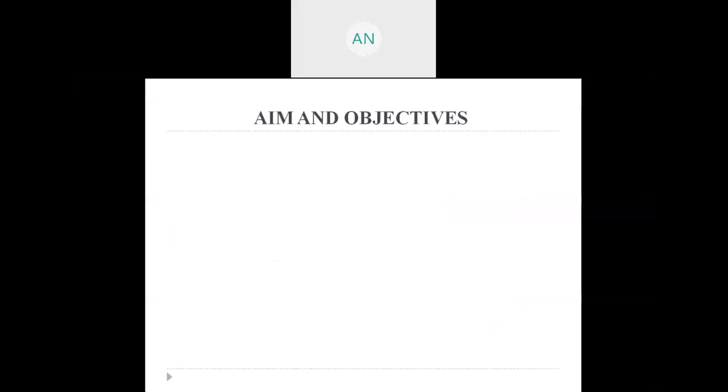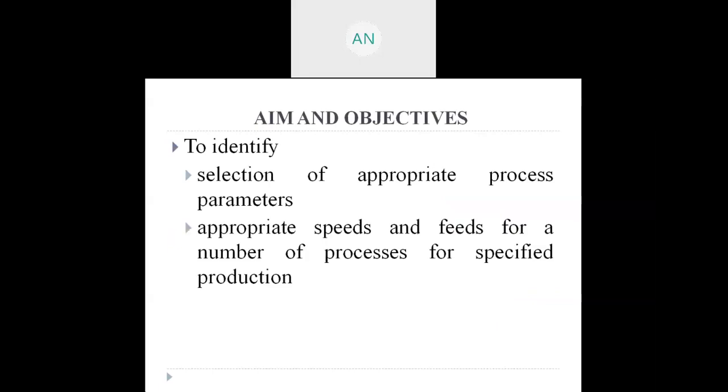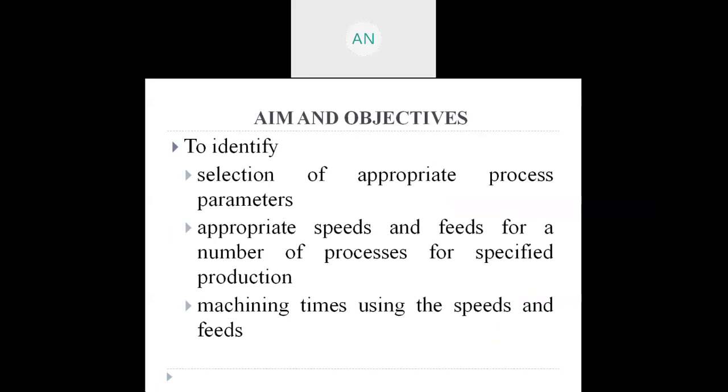So these are our main aim and objectives for process planning, the various process planning activities. They are used to identify the selection of appropriate process parameters, appropriate speed and feed rates, followed by the specific number of processes required for this production, followed by machining time. So these are the objectives which we are going to satisfy with our process planning activities.